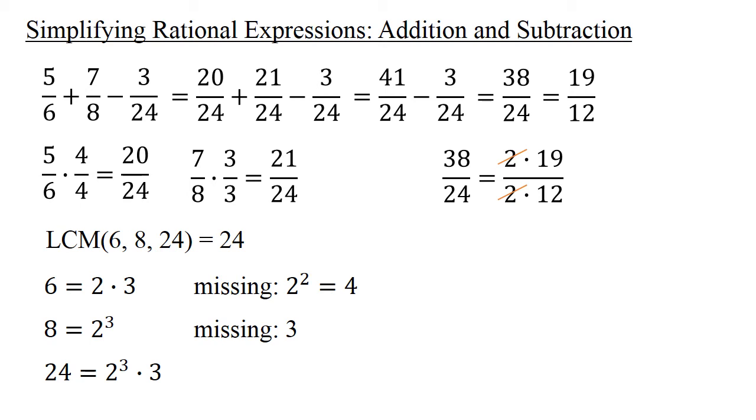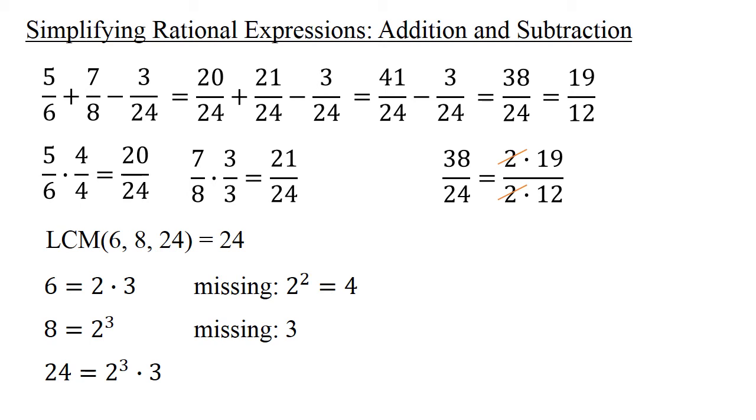So that's what's going on. When you're making a common denominator, you're looking to have all the factors that are needed for all the denominators. And you're going to look at what factors each one is missing to find that common factor.